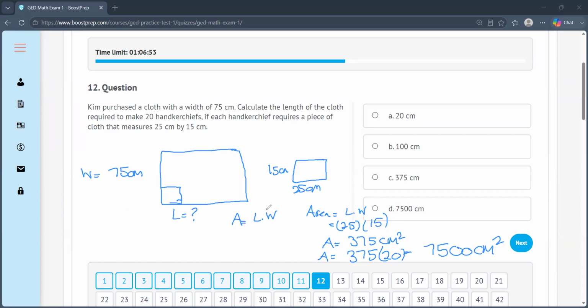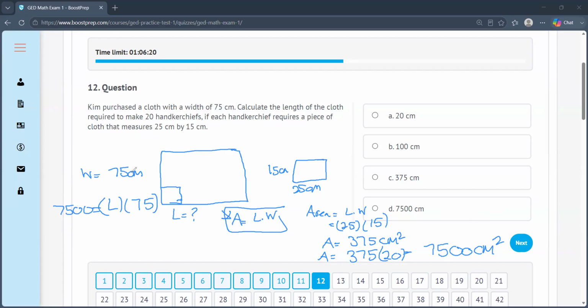Then we're going to use that information and plug it here. We can replace this area with 7,500, right? Because that's the area of the 20 cloths. And then we don't know what our length is. That's what we want to find, so we'll just call it X, and then times it by the width. Do we know the width of the bigger cloth? Yes, it's 75.